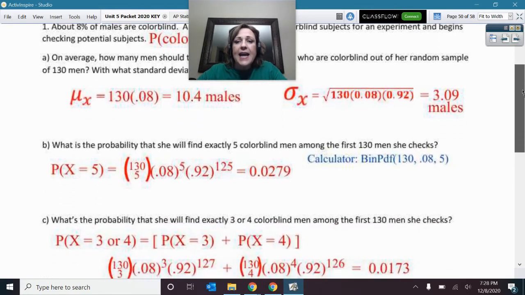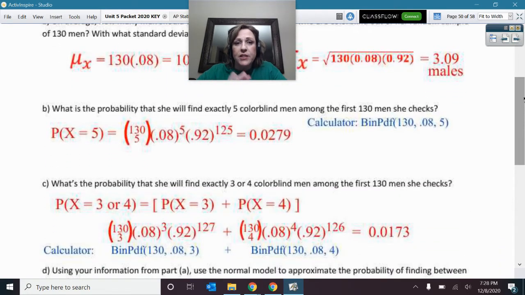Now we get into some actual computing. So we want to talk about the work you need to show and then the answers that you get. We want to find exactly 5, out of the 130. So here's the success with 5 successes, and here's the failure with 125 failures, because this 125 plus this 5 will total 130. The successes plus the failures is that 130.